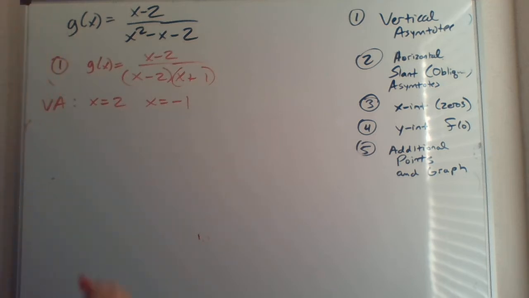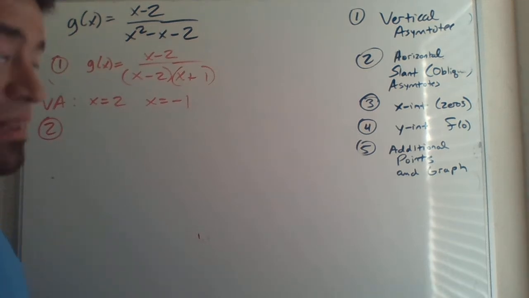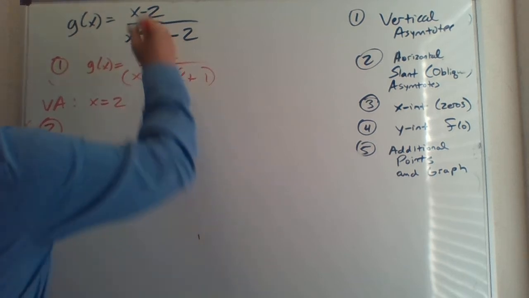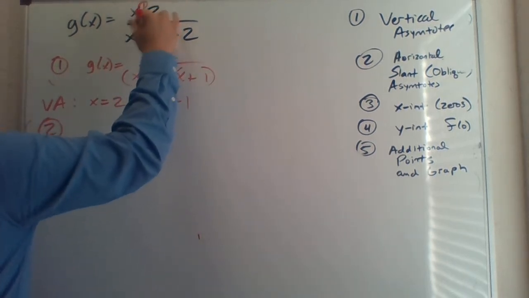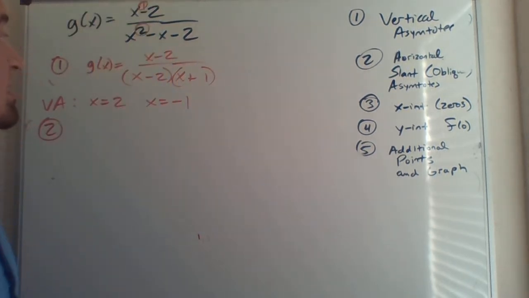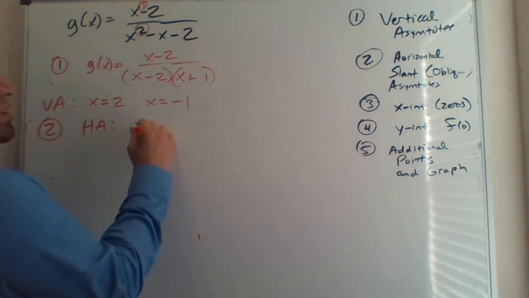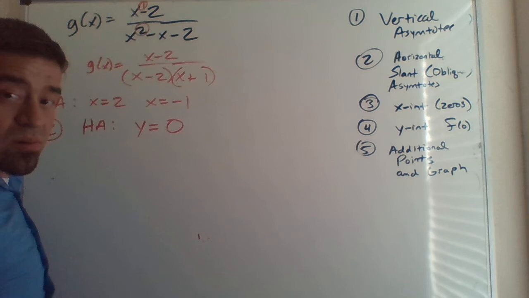So now that I know those are my vertical asymptotes, I'm going to move on to the horizontals. And in class, we talked about 3 cases. Well, the degree on the top is 1, and the degree on the bottom is 2. So the degree on the top is less than the bottom. Therefore, that tells me that the horizontal asymptote is y equals 0 automatically.